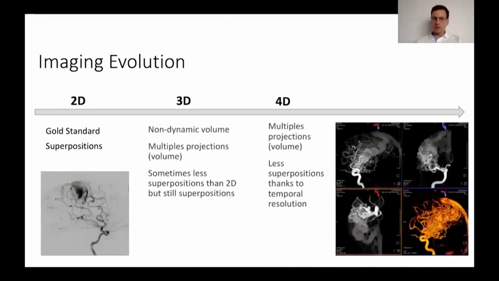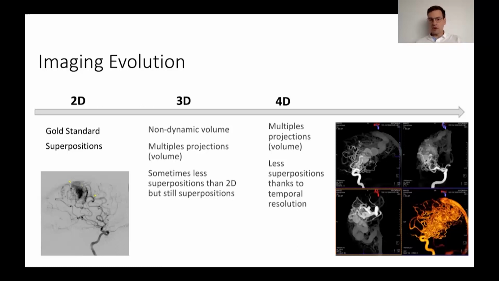You are all aware of the evolution of imaging in recent years. We started with 2D images, beautiful images with great resolution. It is like a gold standard, but you have a lot of superposition in this kind of image. We used, more than 10 years ago, 3D images, a non-dynamic volume with multiple projections, but sometimes with less superposition than 2D because you are able to grab the volume, rotate it, and show a working projection.